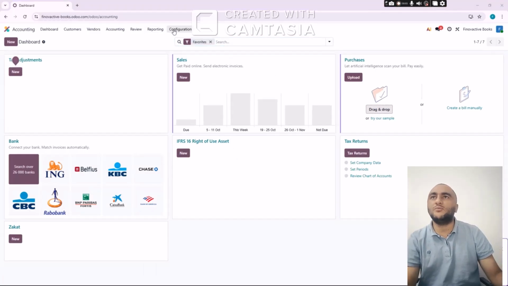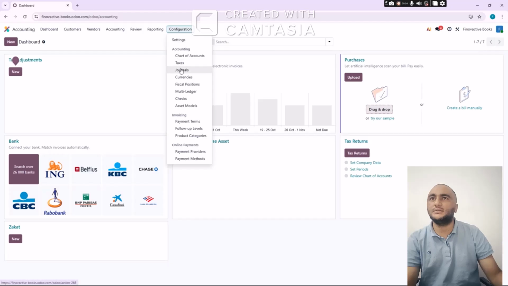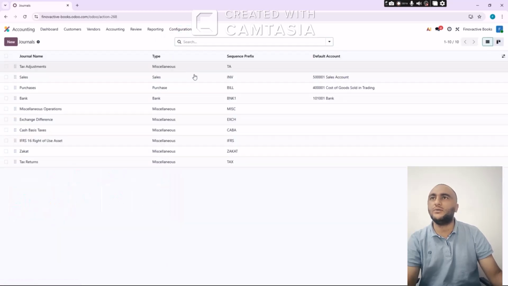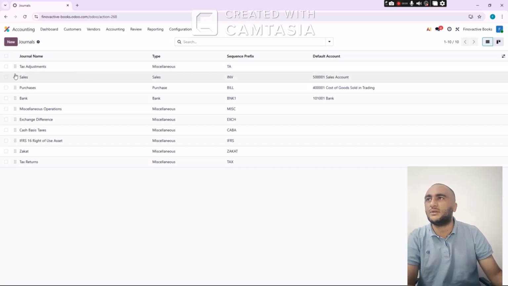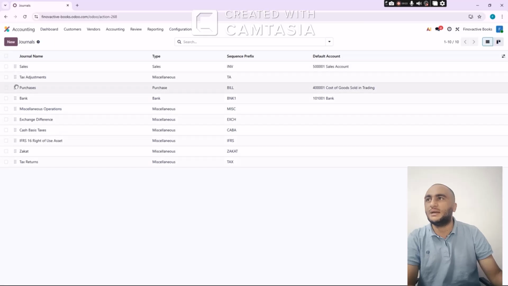So the next very important thing is journals. These are the journals: tax adjustment, bank, tax return, purchase, sales. You see here are all journals. Here you have to set up the journals, because this will be your main dashboard, so you have to set it up very carefully. We will move sales up, and then we will move purchases.